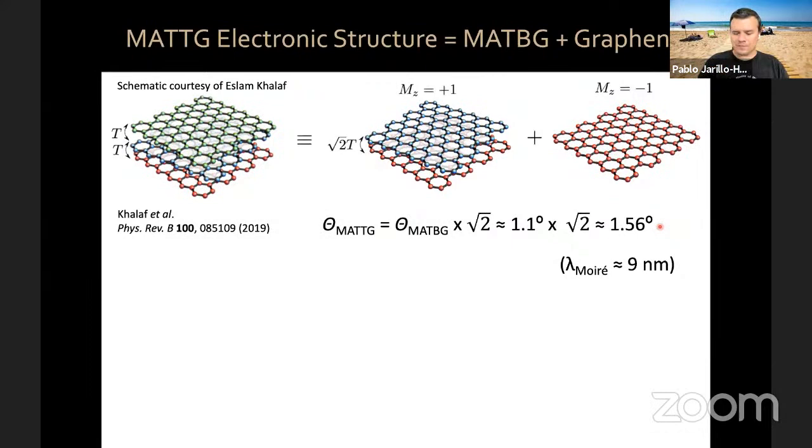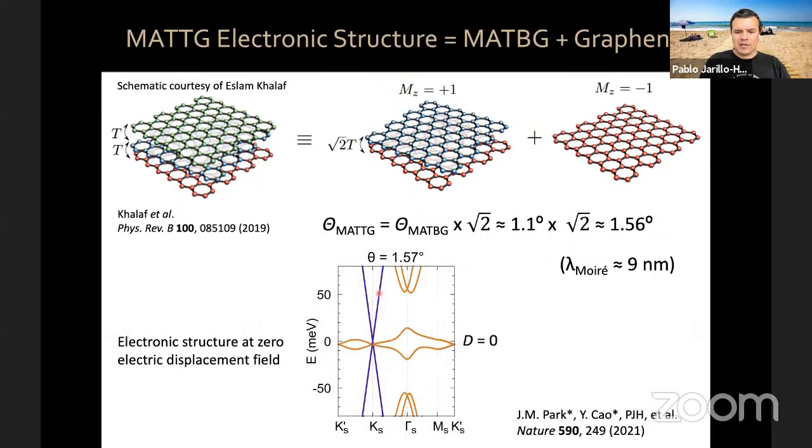Now, in this mirror symmetric configuration, this is the electronic structure for magic angle twisted trilayer graphene for 1.57 degrees. As you can see, we have a set of flat bands with remote bands, which looks very similar to magic angle twisted bilayer graphene, plus an additional massless Dirac dispersion, which comes from the monolayer graphene-like part. This is when we have zero displacement field. So all three layers, in addition to structurally being in a mirror symmetric configuration, electrically are also in a mirror symmetric configuration.